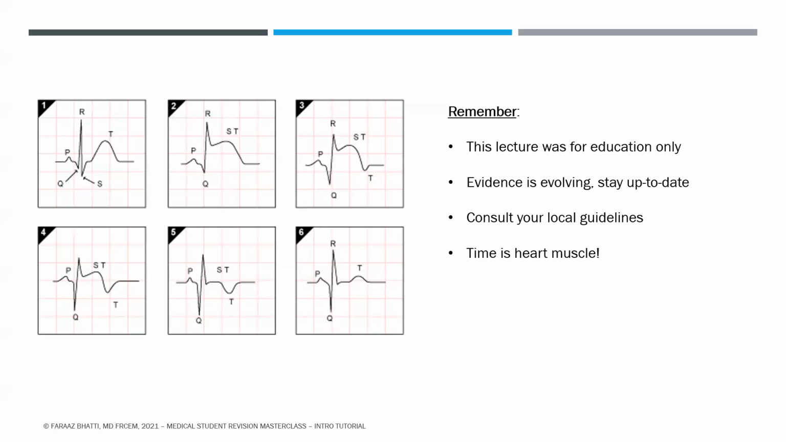For posterior MIs, you can do posterior leads with V7 to V9, and you may find ST depressions in V1 and V2. So remember, ECG interpretation is very important. Know your territories as well.